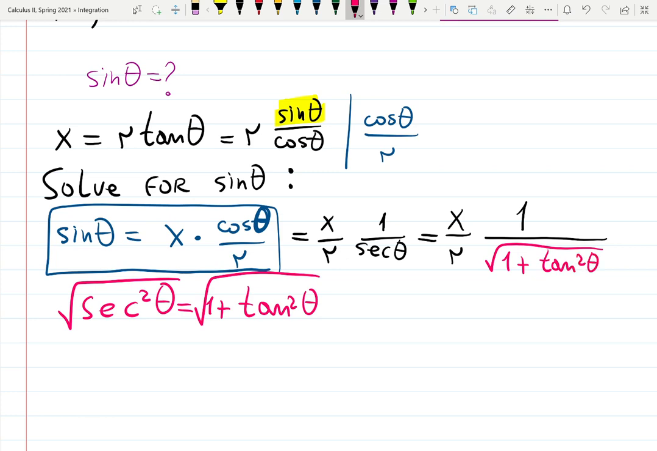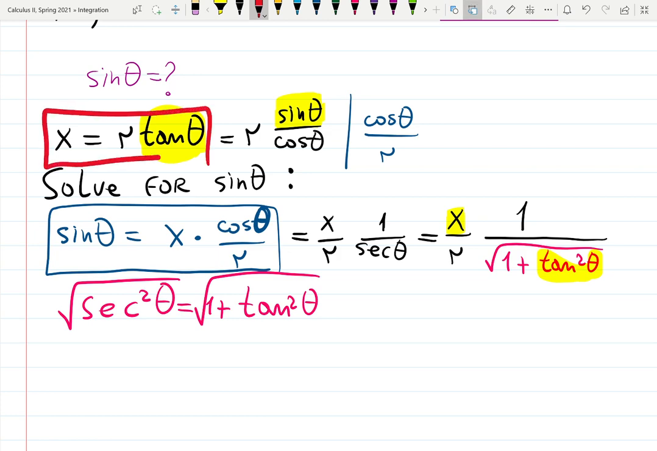You will ask me, why are we doing all of this again? Because this theta, or particularly tangent theta, has a connection with x, and now we're going to finally get rid of this theta completely. So we got rid of some of this theta. Sine theta was substituted with x times stuff. But now we need to get rid of cosine theta. Cosine theta was converted into secant. Secant was converted into tangent. Tangent is x over r.